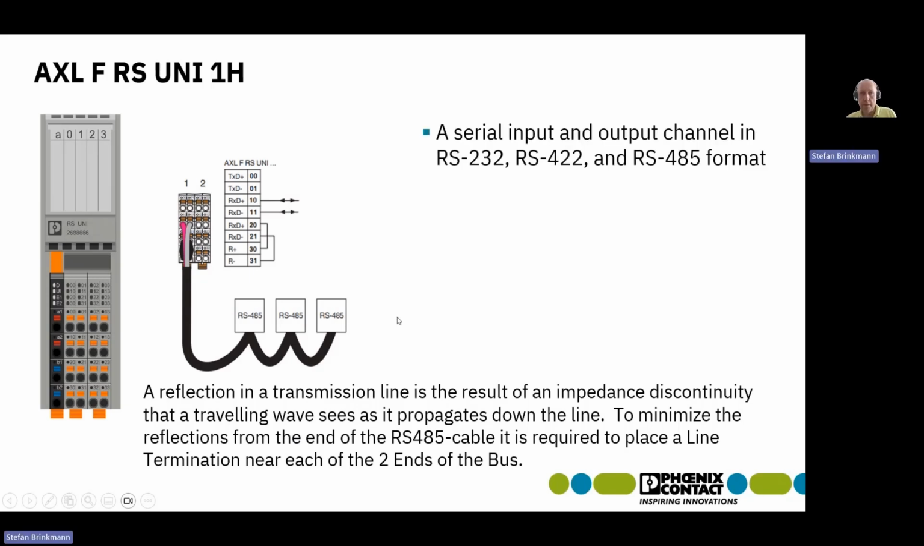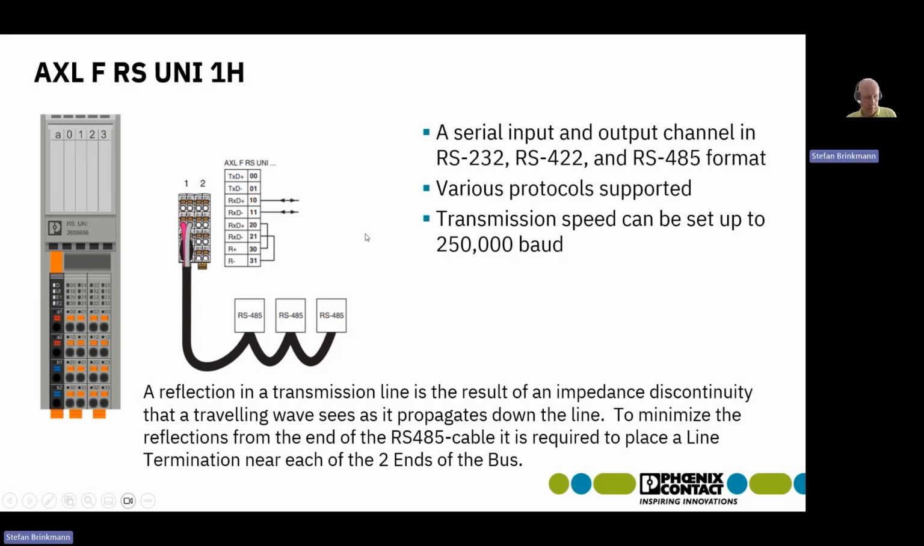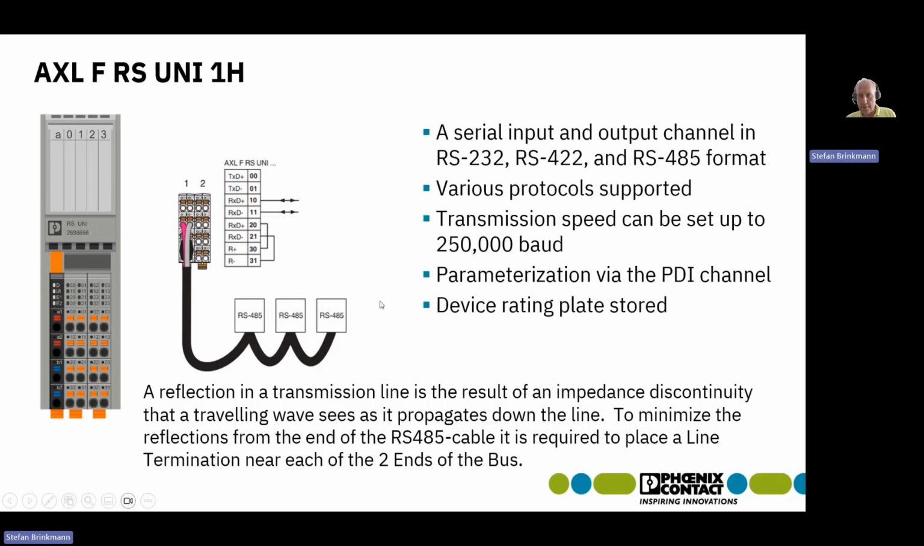for the termination. The RS Uni supports RS-232, RS-422, and RS-485. Of course, you can also use Smart Elements, but then you have a separate module for each of these protocols. Transmission speed can be configured up to 250 kilobaud. Parameterization via the PDI channel can be done, and of course, like all Axioline devices, there's a device rating plate stored on the device.